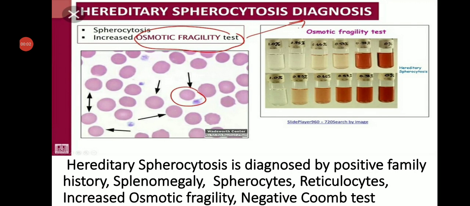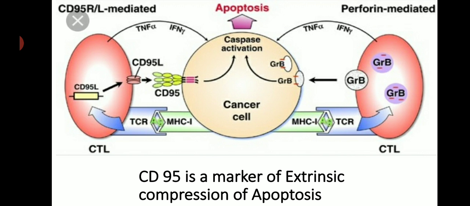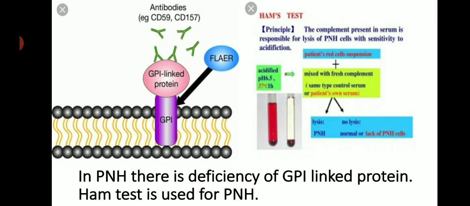Hereditary spherocytosis is diagnosed by positive family history, splenomegaly, spherocytes, reticulocytes, increased osmotic fragility, and negative Coombs test. CD95 is a marker of the extrinsic pathway of apoptosis. In PNH, there is deficiency of GPI-linked protein. HAM test is used for PNH.